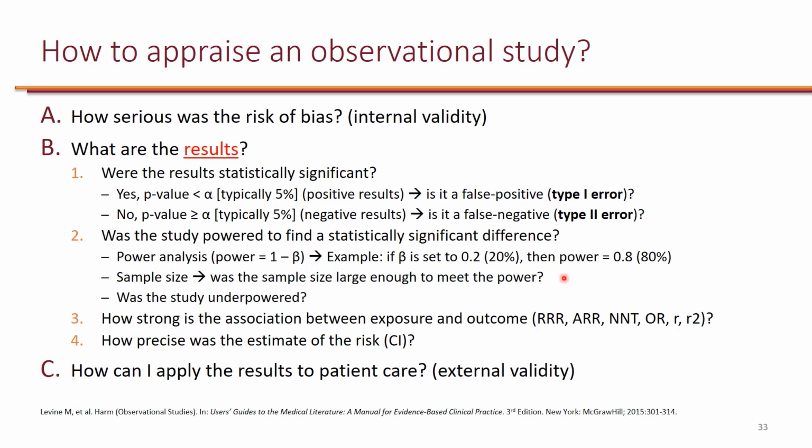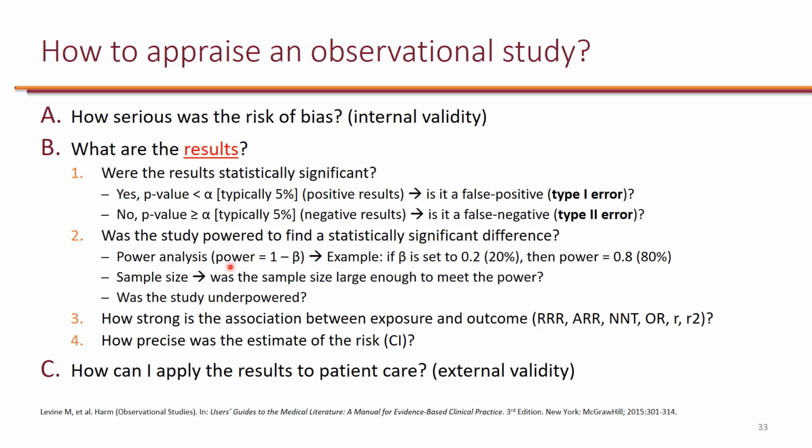Now, if we do not find a statistically significant difference, meaning the p-value is greater than alpha, then the results are negative. Now the question is: is it truly a negative result or is it a false negative? A false negative we call a type 2 error, and we have beta for type 2 error. Typically we set beta at 0.2 or 20%, meaning that we can tolerate up to 20% type 2 error. And we use beta to calculate power.